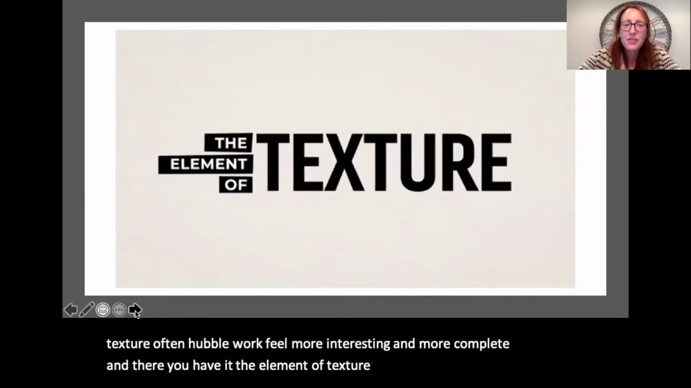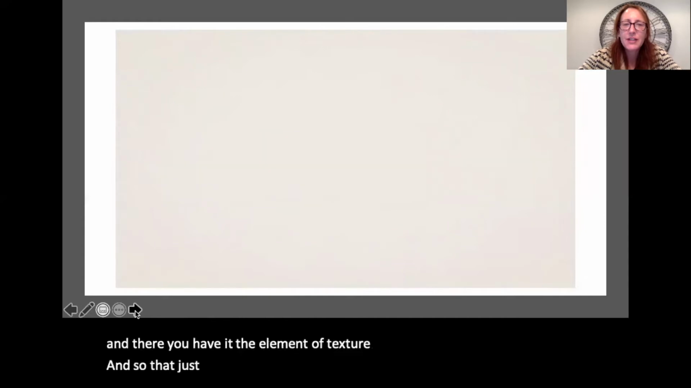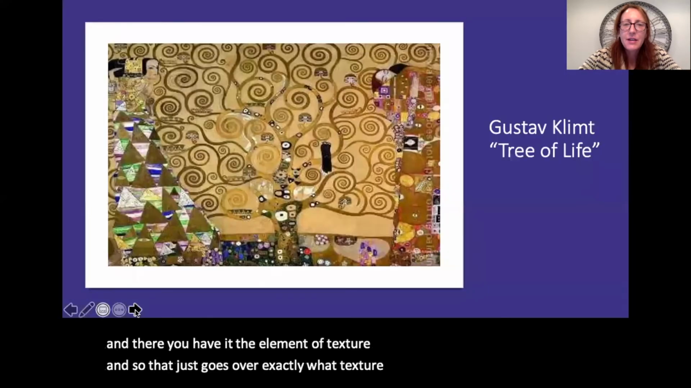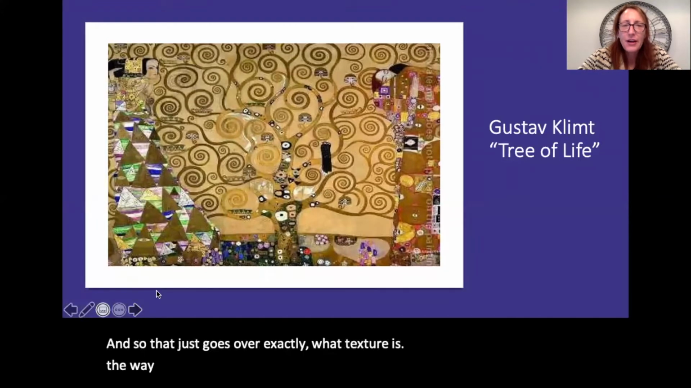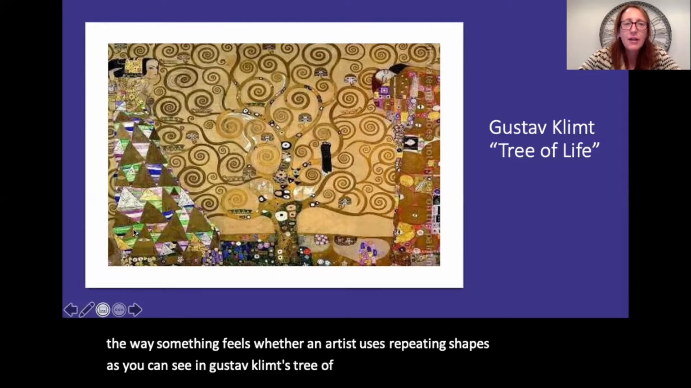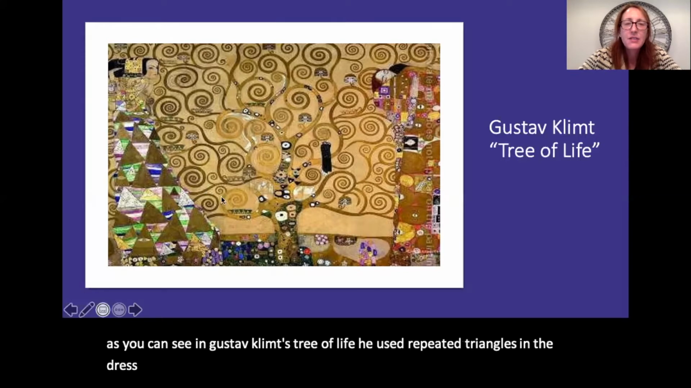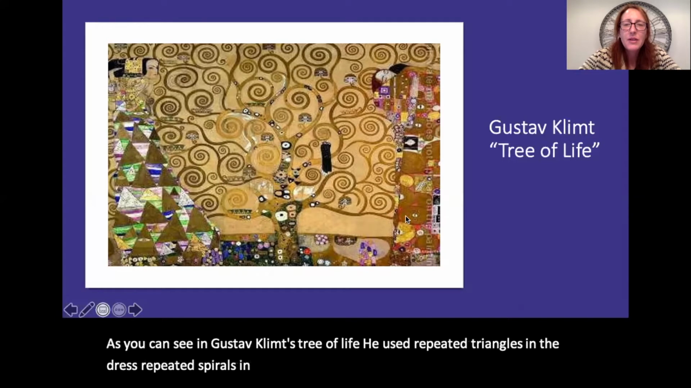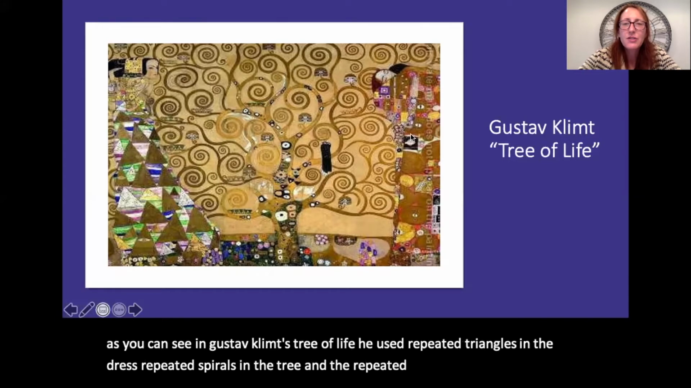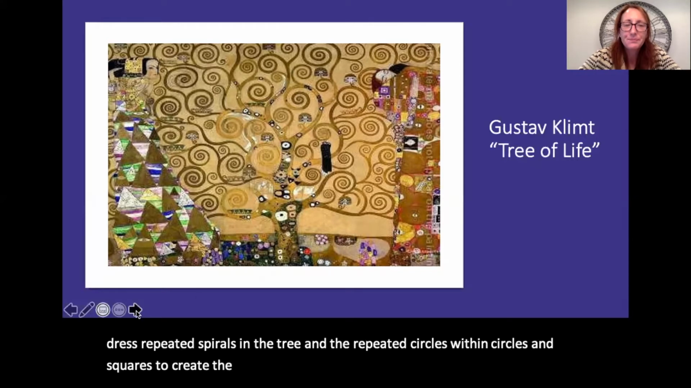And so that just goes over exactly what texture is. Texture is the way something feels, whether an artist uses repeating shapes. As you can see in Gustav Klimt's Tree of Life, he used repeated triangles in the dress, repeated spirals in the tree, and the repeated circles within circles and squares to create the illusion of texture.